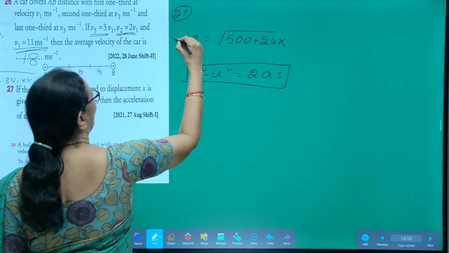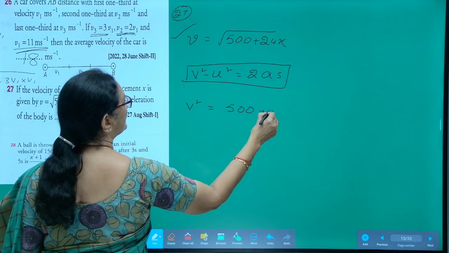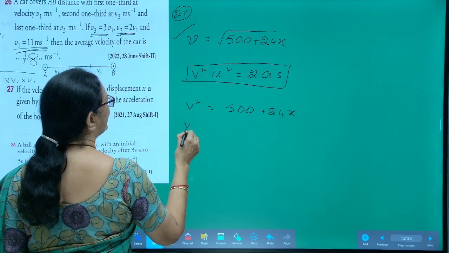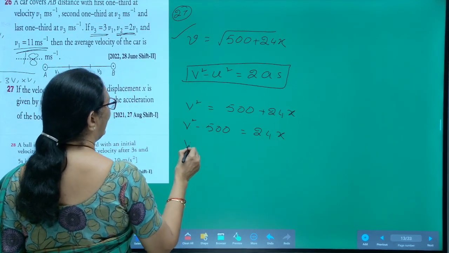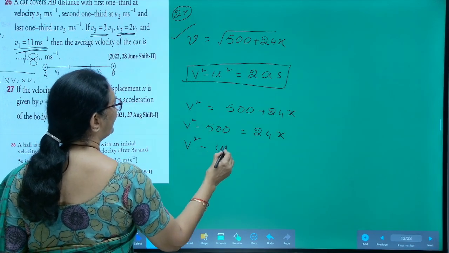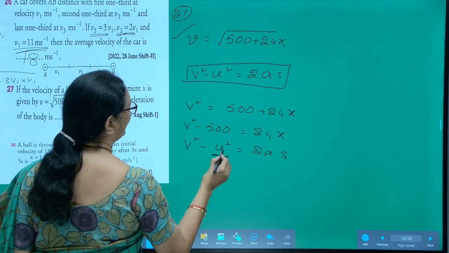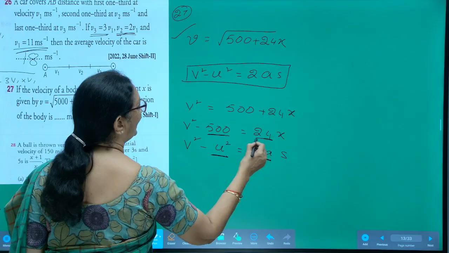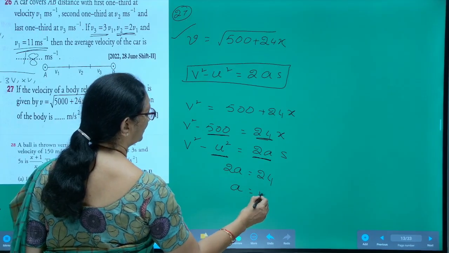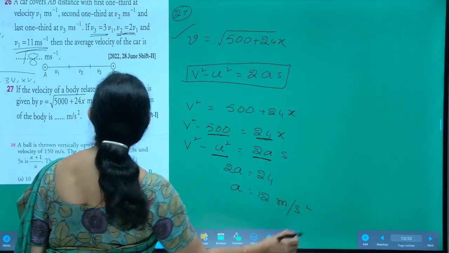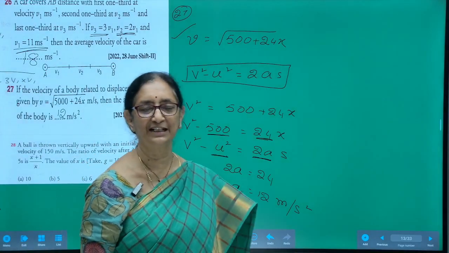Now, let us square this equation. v square is equal to 500 plus 24x. v square minus 500 is equal to 24x. As this is in this form, let us compare this with this equation. So on comparison, u square is 500, 2a is 24. A is equal to 12 meter per second square. So acceleration is 12 meter per second square.